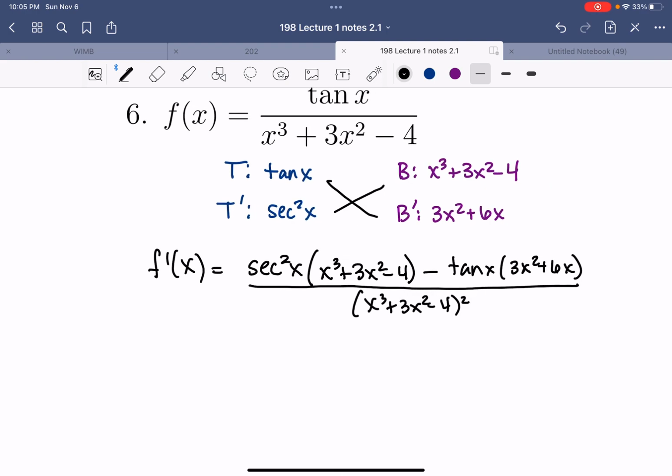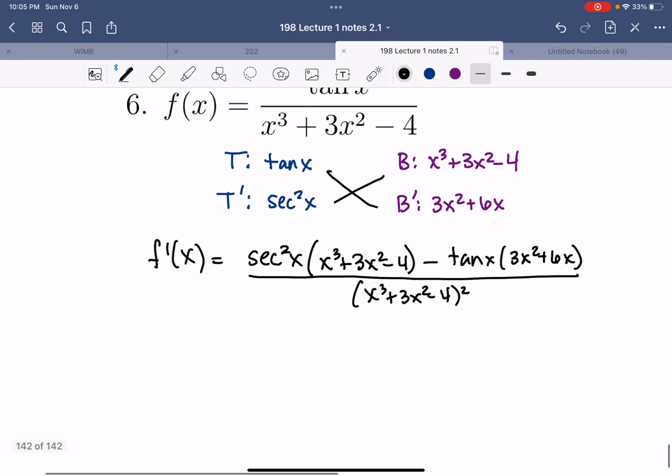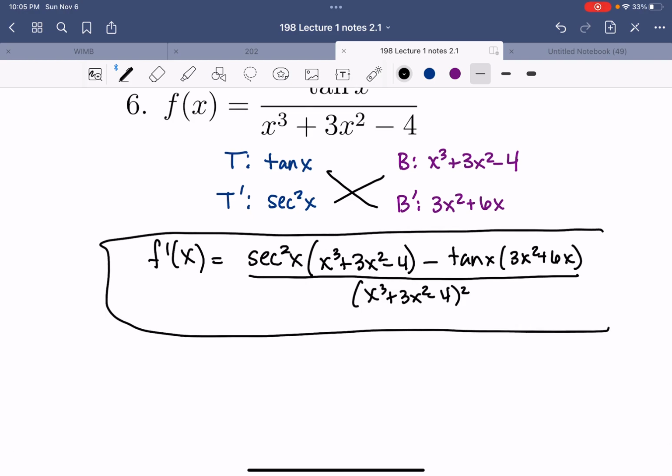And again, if you were to distribute that to each term, I can't combine anything because everything in the first term is multiplied by secant squared. Everything in the second term is tangent. They're not going to be like terms, so we're going to leave it just as it is.